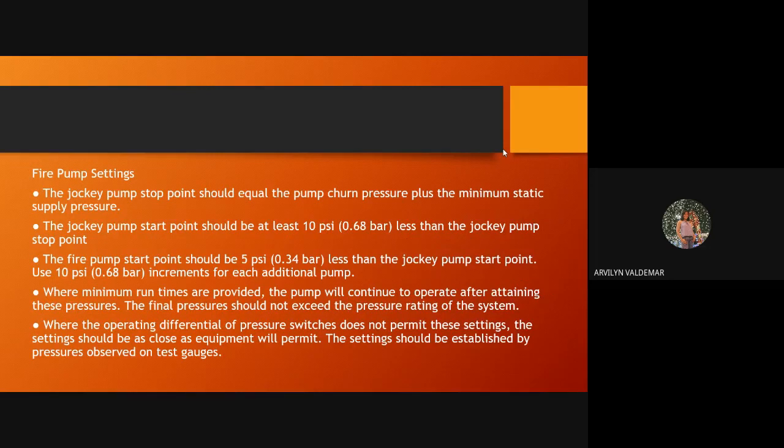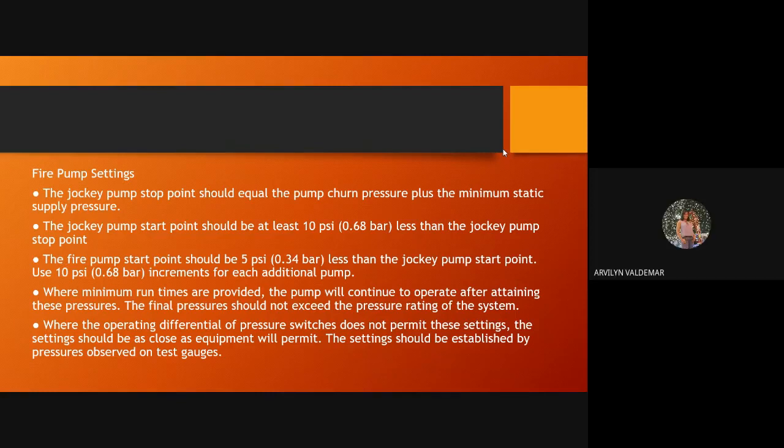Fire pump settings. First is the jockey pump. Stop point should equal the pump churn pressure plus the minimum static supply pressure. The jockey pump start point should be at least 10 pounds per square inch less than the jockey pump stop point. The fire pump start point should be 5 psi less than the jockey. Use 10 psi increments for each additional pump.